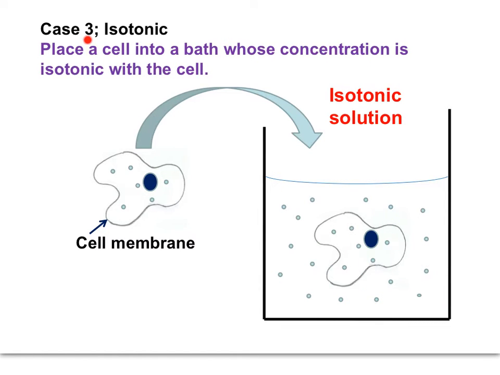Case 3, a cell is placed into an isotonic solution, a solution where the concentration of solutes is equal on both sides of the membrane relative to the cell. Thus, there is no net movement of water. Now, water does move back and forth randomly across the membrane, but there is no net movement, thus no osmosis.